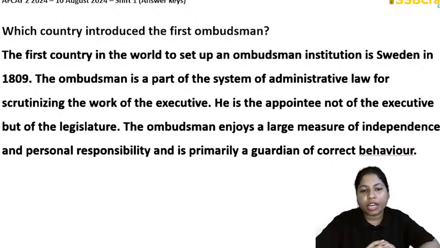Okay, then next question is which country introduced the first ombudsman? Yes, ombudsman. So ombudsman, they are basically, you know, the helper, you can say. So the first country in the world to set up an ombudsman institution is Sweden in 1809. ठीक है, 1809 में स्वीडन was the first country जिन्होंने ये ombudsman का concept दिया था. So it is a part of system of administrative law for scrutinizing the work of the executive. So he is the appointee not of the executive but of the legislature. Ombudsman enjoys a large measure of independence and personal responsibility and is primarily a guardian of correct behavior. So yes, Sweden is the first country to introduce the first ombudsman.